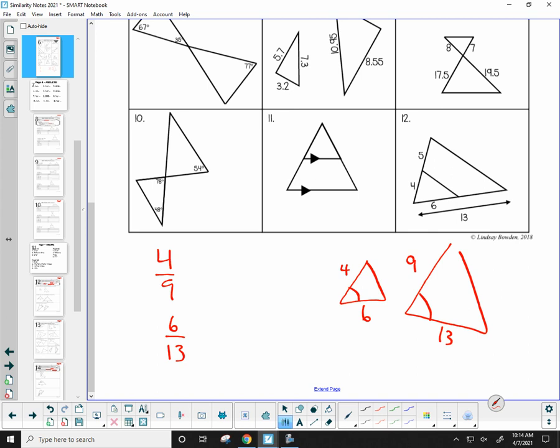So 4 over 9 is 0.4 repeating. And then 6 over 13 is 0.46. Is that okay? Yep. Other questions? Yes. Number 2.